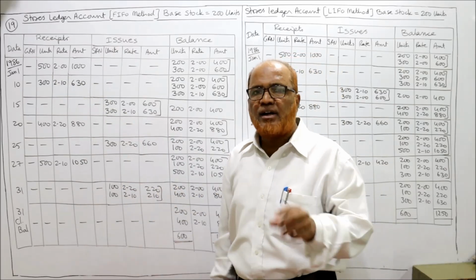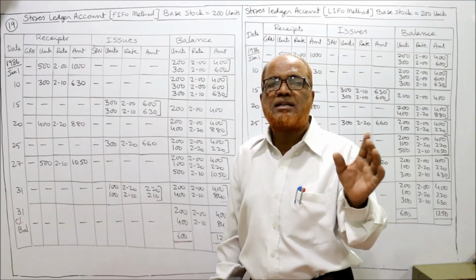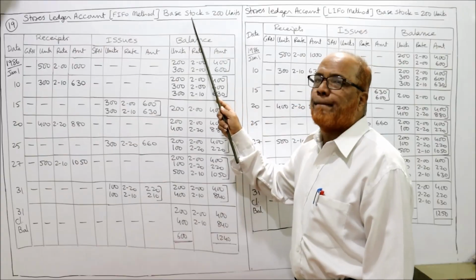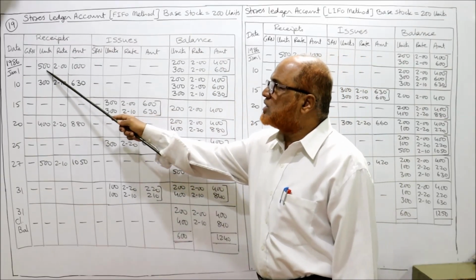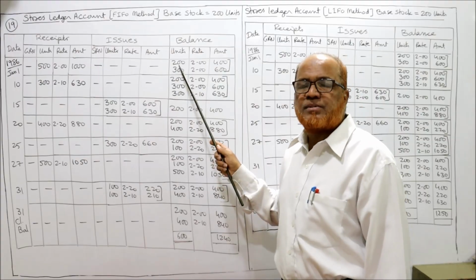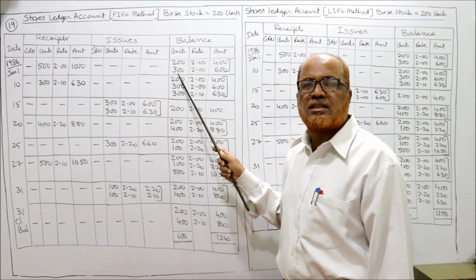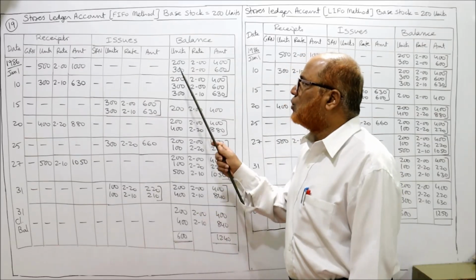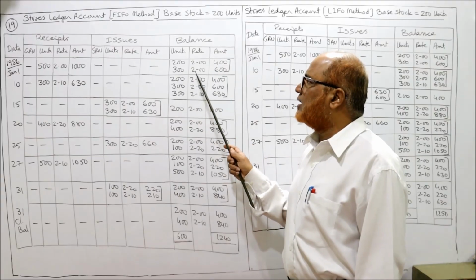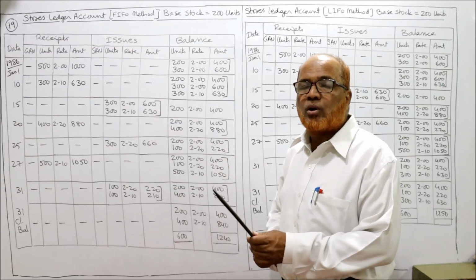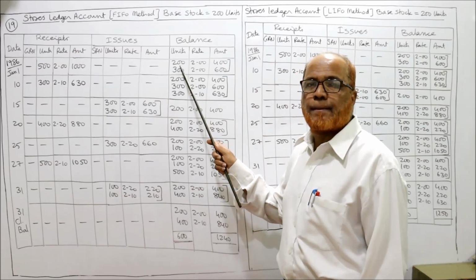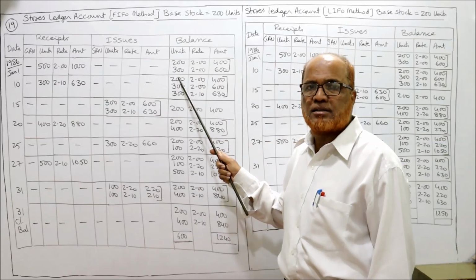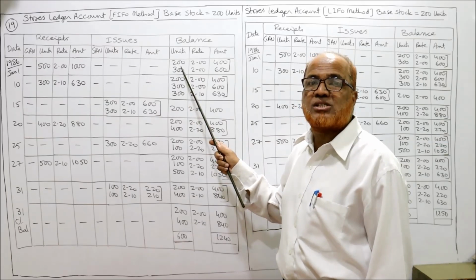Now from these 500 units, we separate 200 units because the problem asks us to keep 200 units as base stock. So out of these 500 units, 200 units I have kept separately in base stock. I have segregated 500 into 200 plus 300. So 200 units at 2 rupees, 400; 300 at 2 rupees, 600. Now I am not going to touch these 200 units. Over and above these 200 units, I am issuing the material. These 200 units are the base stock.